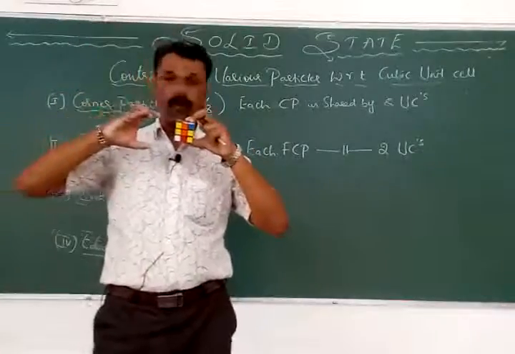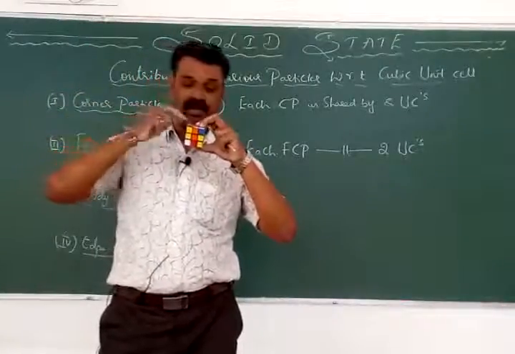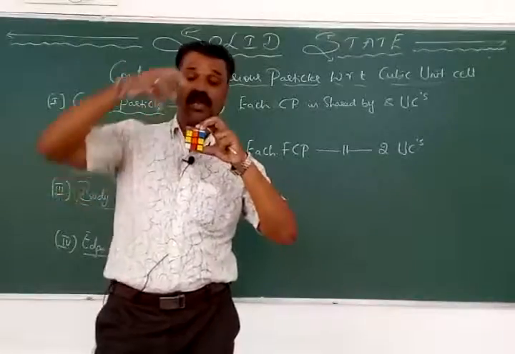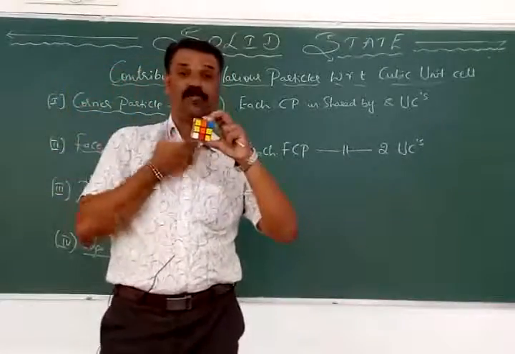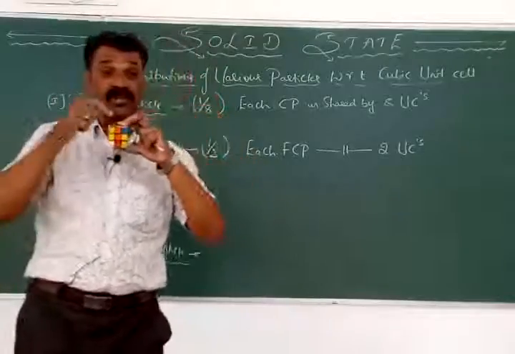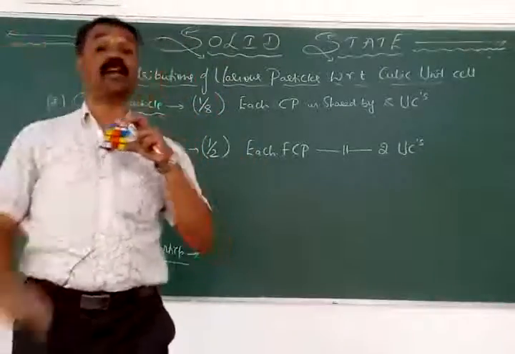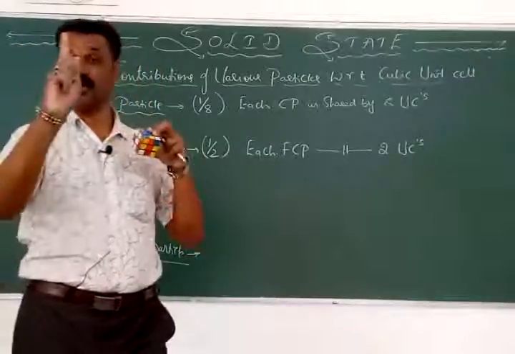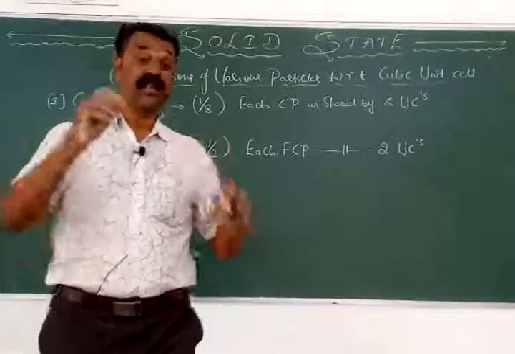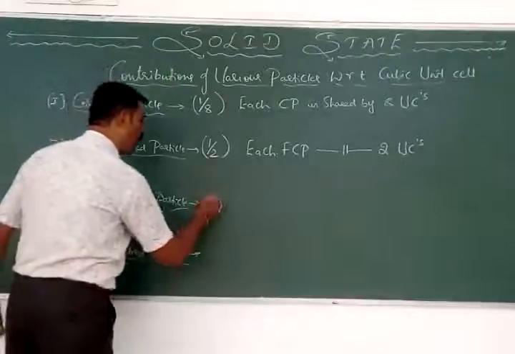If I put this cube here and another cube here, it is in no way concerned with respect to the body centered particle. If I put a cube above or below or left or right, whatever it may be, this body centered particle doesn't touch the other cubes or unit cells. Therefore, it's a 100% contribution, meaning its contribution is going to be 1.